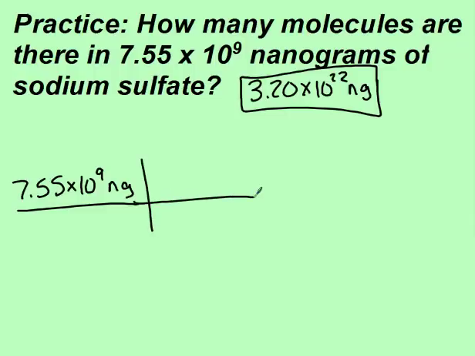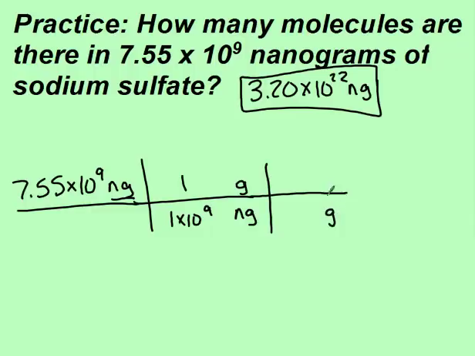It doesn't matter when they give you scientific notation, you're just plugging that number in. Nano goes on the bottom. And we have to convert nano to grams because all of our mole conversions have grams in them, not nanograms or kilograms. So grams is the bigger value. So nano is 10 to the 9th, or 1 times 10 to the 9th.